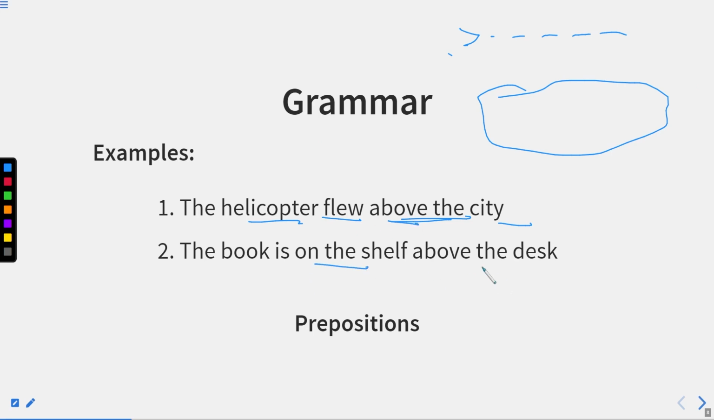The book is on the shelf above the desk. It means the book is in the shelf. Shelf is here, so the book is inside somewhere here, but the desk is below, so the book is above. So we are saying the book is on the shelf above the desk. The shelf which is above the desk, the book is kept over there. So we are using above preposition. Now let us move further.